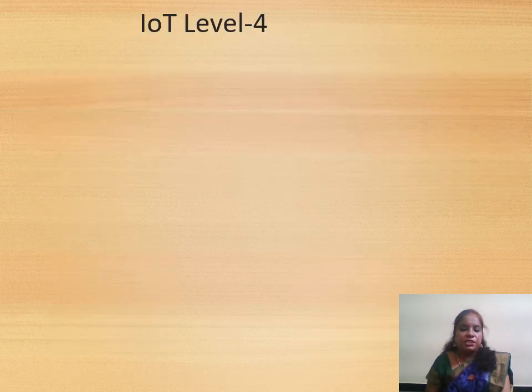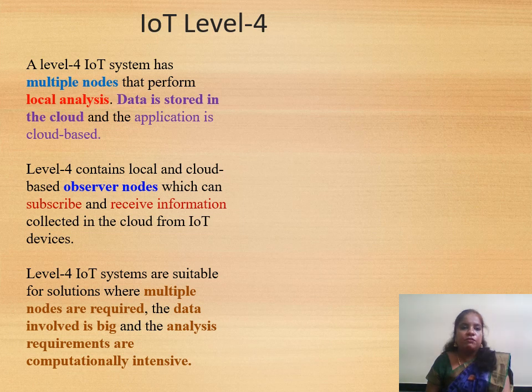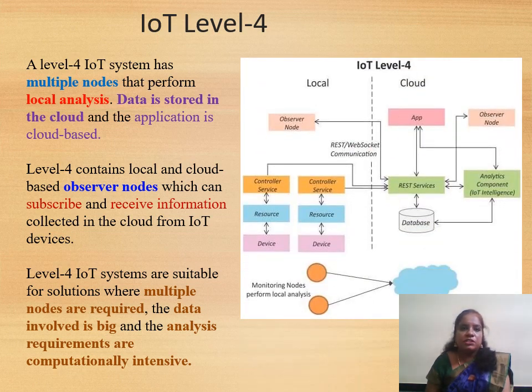Next is IoT level 4. Here we go in for multiple nodes. Till now we saw only single nodes. Here we have multiple nodes, and there are something called observer nodes which can subscribe and receive information connected in the cloud from IoT devices. Here the cloud is used for storage as well as analysis, and these nodes can collect information and get commands from the cloud.